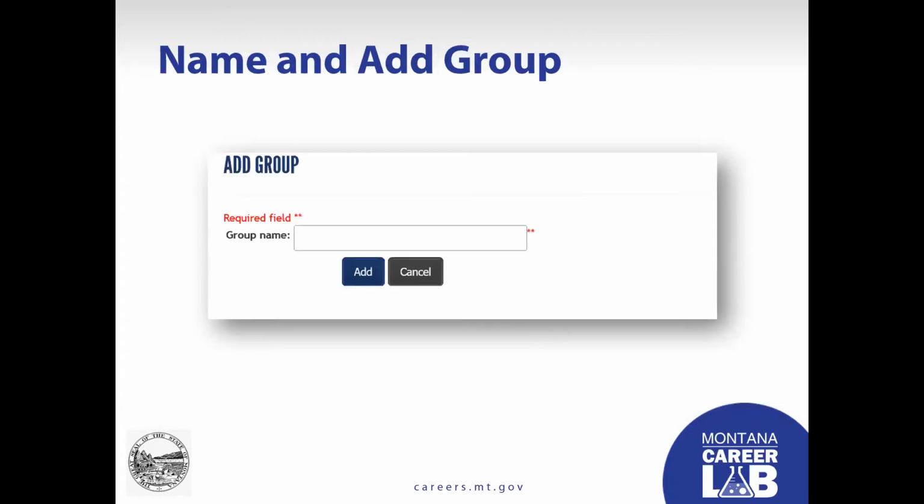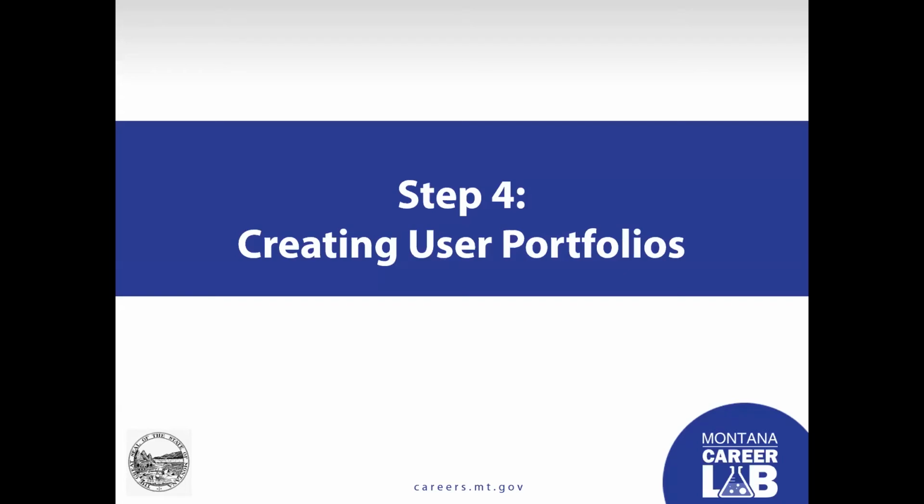All right, so add a new group, click on that, and then this is going to come up and you're simply going to type in a name for that group. So like I said, you can name it anything, and then you're going to click add. So then that adds a group. Easy peasy.